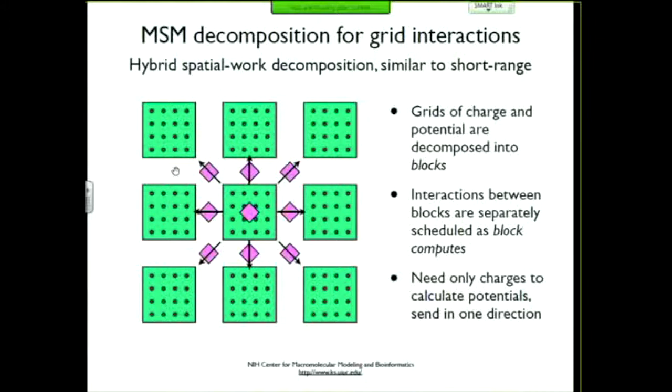So we can use a similar decomposition strategy for the work that's being done on the grids. We've decomposed the grids into blocks, and we also have a work decomposition where we are scheduling these block computes. The idea now is that I've turned this gather operation into a scatter operation, where I'm taking all the charges on my grid block and sending them to each of these purple diamonds, which are the block computes, and they're going to be calculating the potential contributions to my neighboring blocks around me.